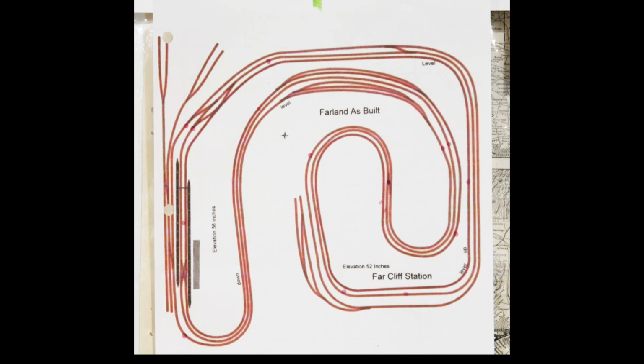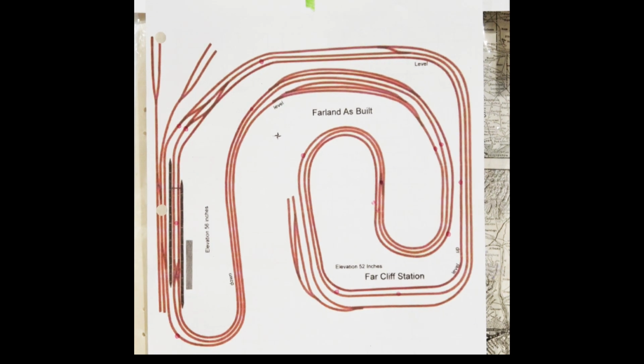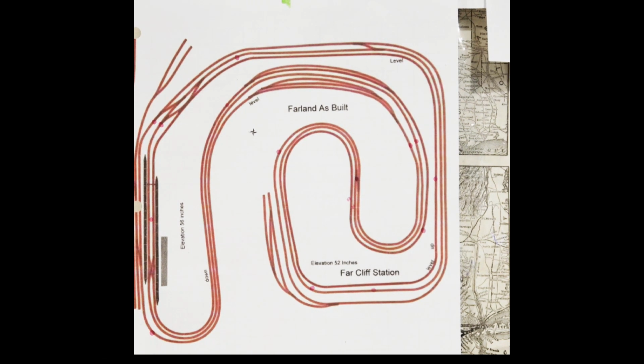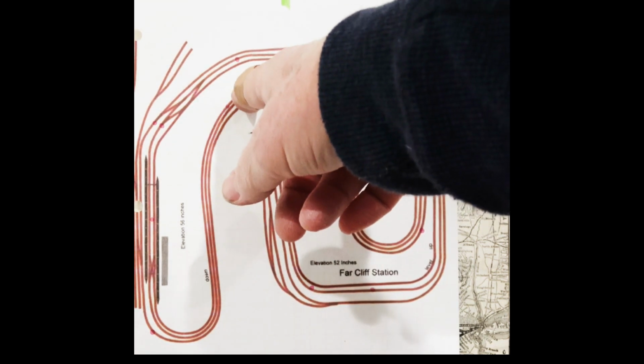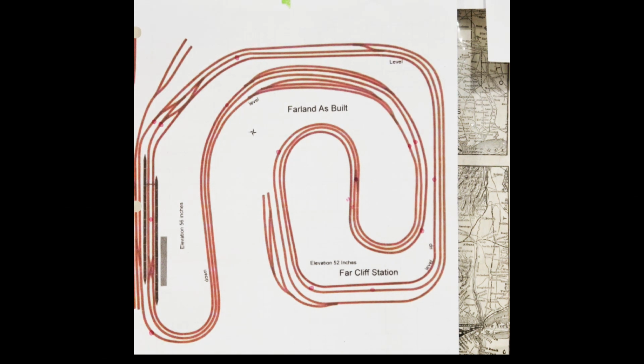If you're not familiar with Farland, there may be a few people that aren't. A lot of you I know are very familiar with it. But this is a track plan. This is Howe Street, Farcliffe, and Farmore. And yes, there are sidings underneath the tunnel. The tunnel goes from here over to here. And there are sidings under there.